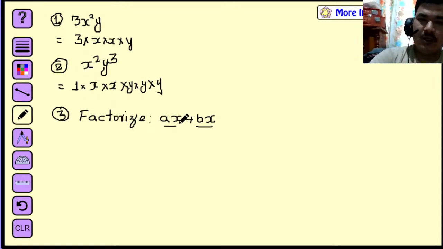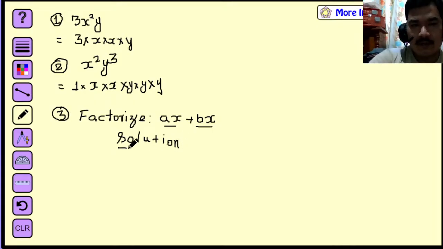And if two terms are given, look here, when you do factorization, first of all we have to write solution. Then write this question again here: ax plus bx, right?